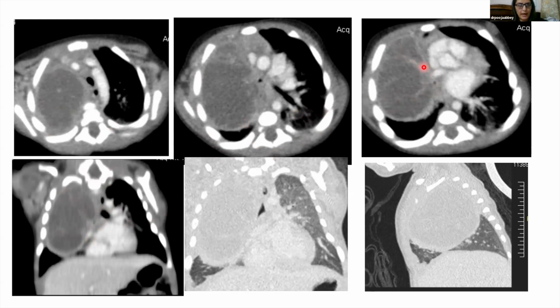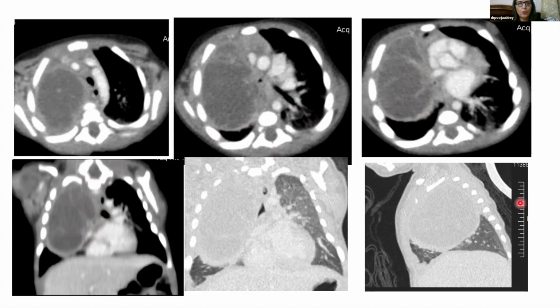We could make out some enhancement also. So these were enhancing structures which are seen passing through the lesion. So that will not be seen in any kind of cyst or any kind of space occupying lesion. So basically, this was a case of necrotizing pneumonia. That is what we gave on the CT.